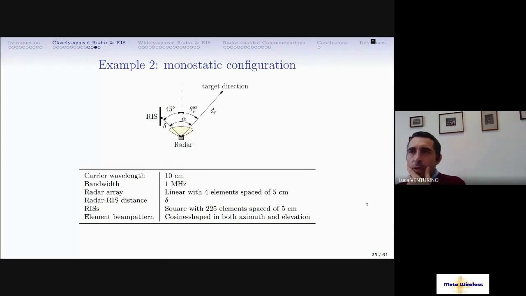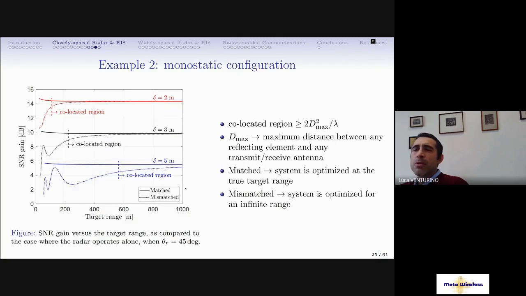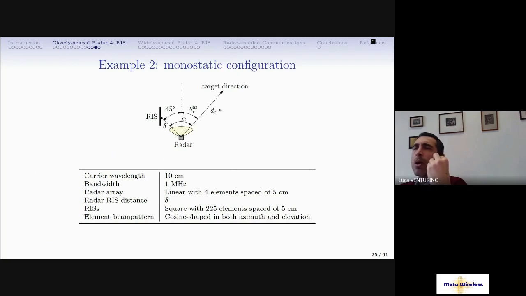Finally, I want to give you one last example, which is an example where we use a monostatic system configuration. So we have a radar here. So the transmitter and the receiver of the radar are at the same location. And we have just one RIS, which is helping both during the illumination of the target and during the observation of the echo. And the system parameters are similar to the one we have used before. So now what I want to show you is how the system performance changes when we change the distance between the radar and the target. So assume that we look at a given direction, okay? And for this given direction, what happens if we change the distance of the target?